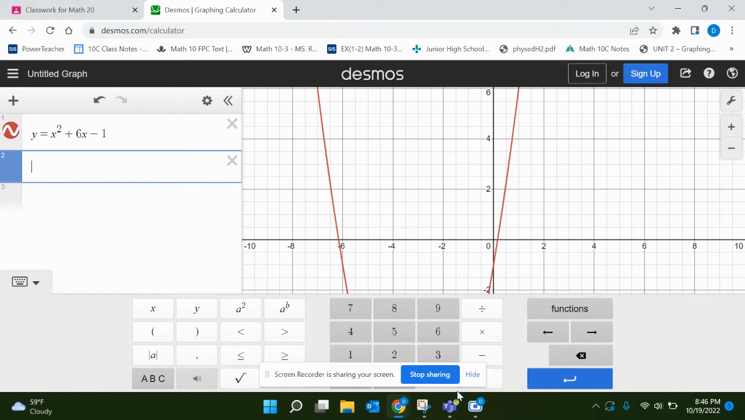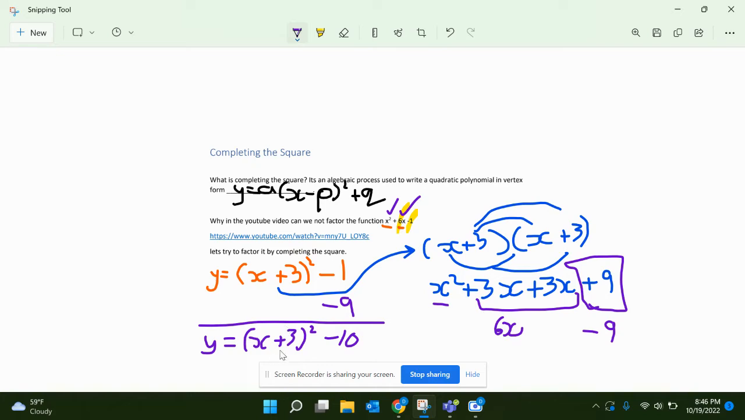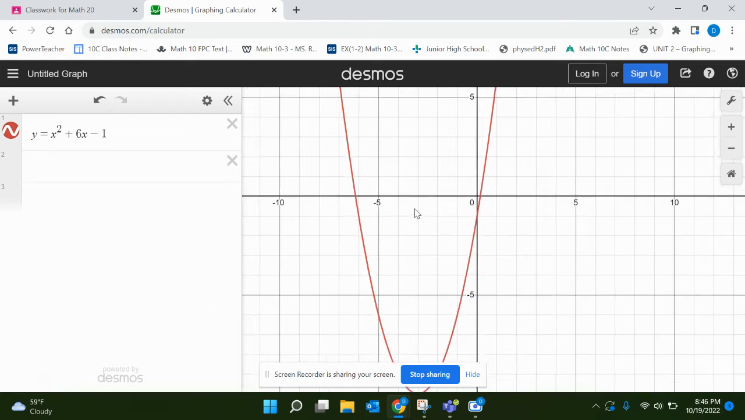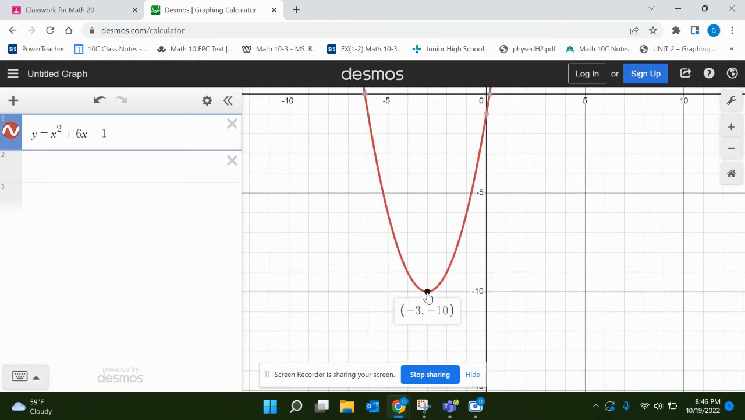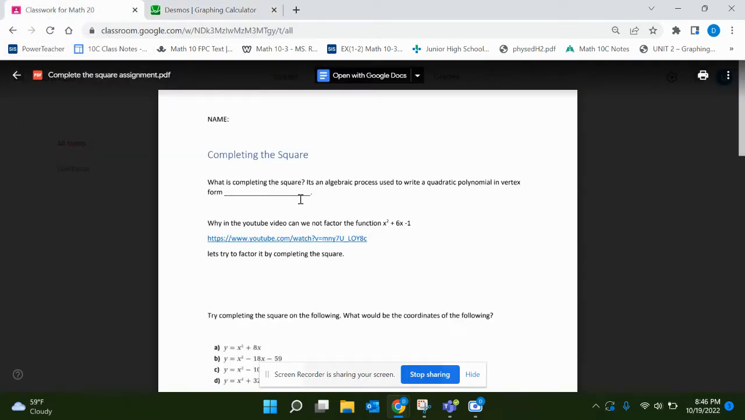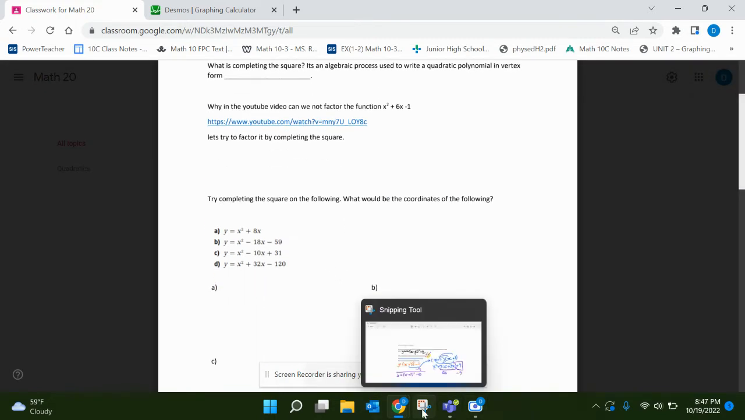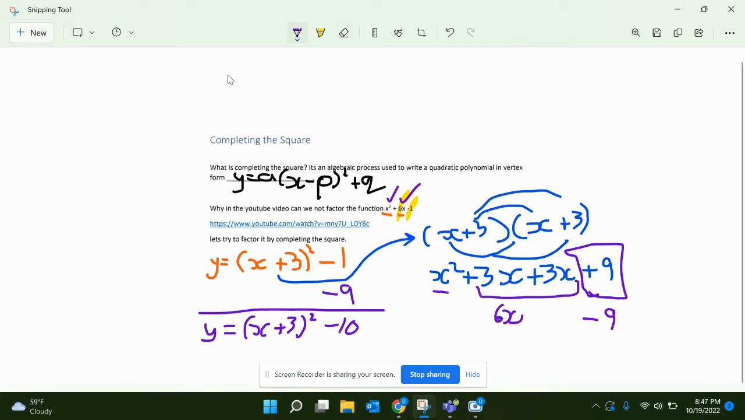The vertex, if I look back on my screenshot, it should be at -3, -10. Okay, so let's check that vertex. And we'll just zoom in there. There it is right there, the vertex, -3, -10. Everything's looking really good. Okay. Now, if we look further on down the assignment, so you guys know, this right here, this is what's called completing the square, and this thing in yellow is the final answer. Okay, so we have completed the square with this quadratic function.